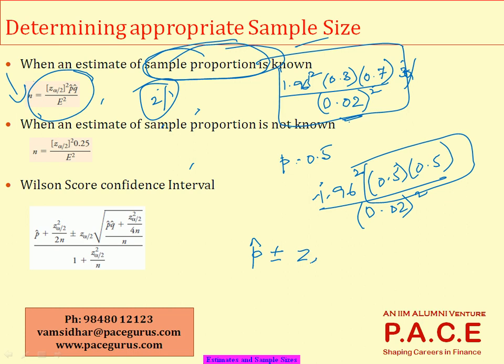And sometimes instead of simply going with a sample proportion plus or minus the Z times the standard error, root PQ by N, this was the mechanism which we have used to estimate the confidence interval, 95%, 99%, something like that.